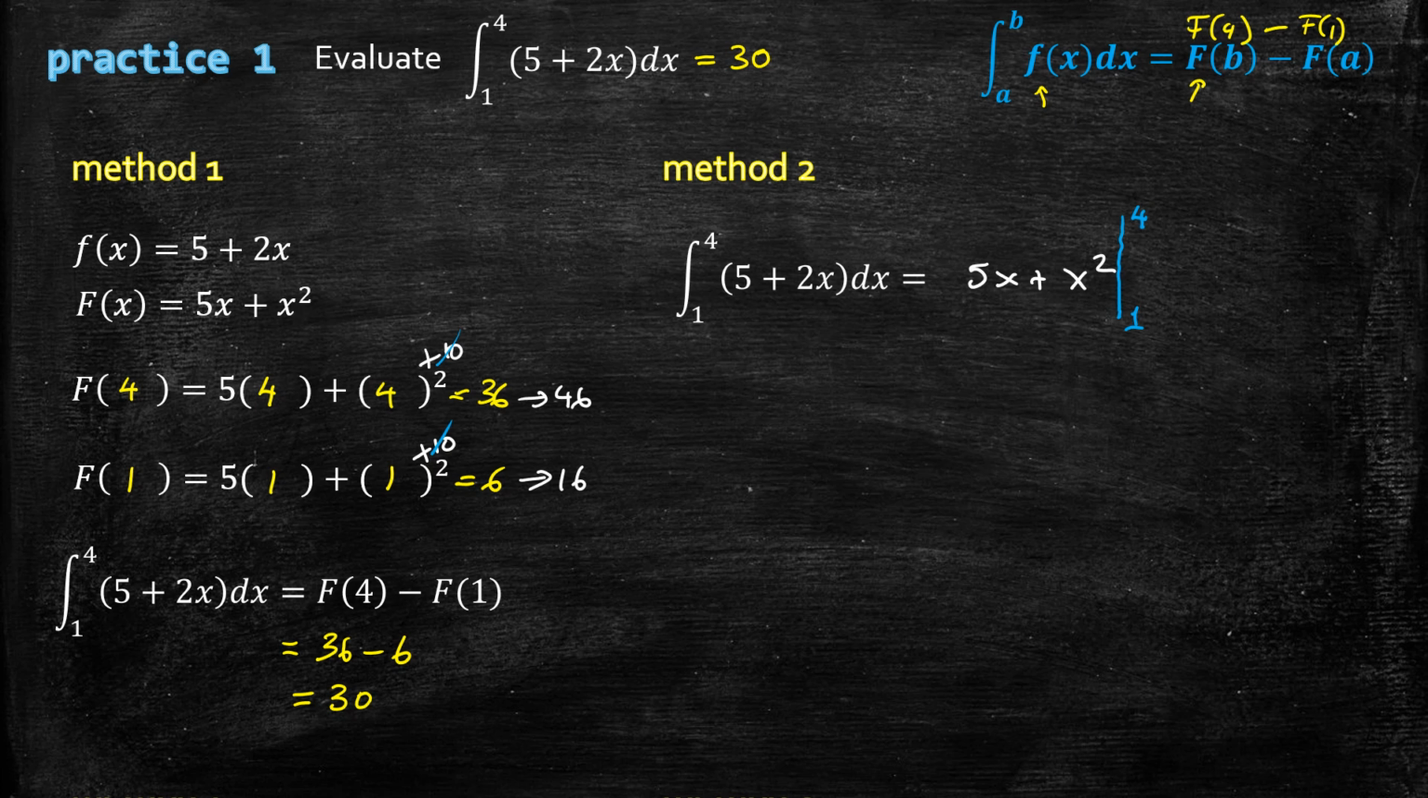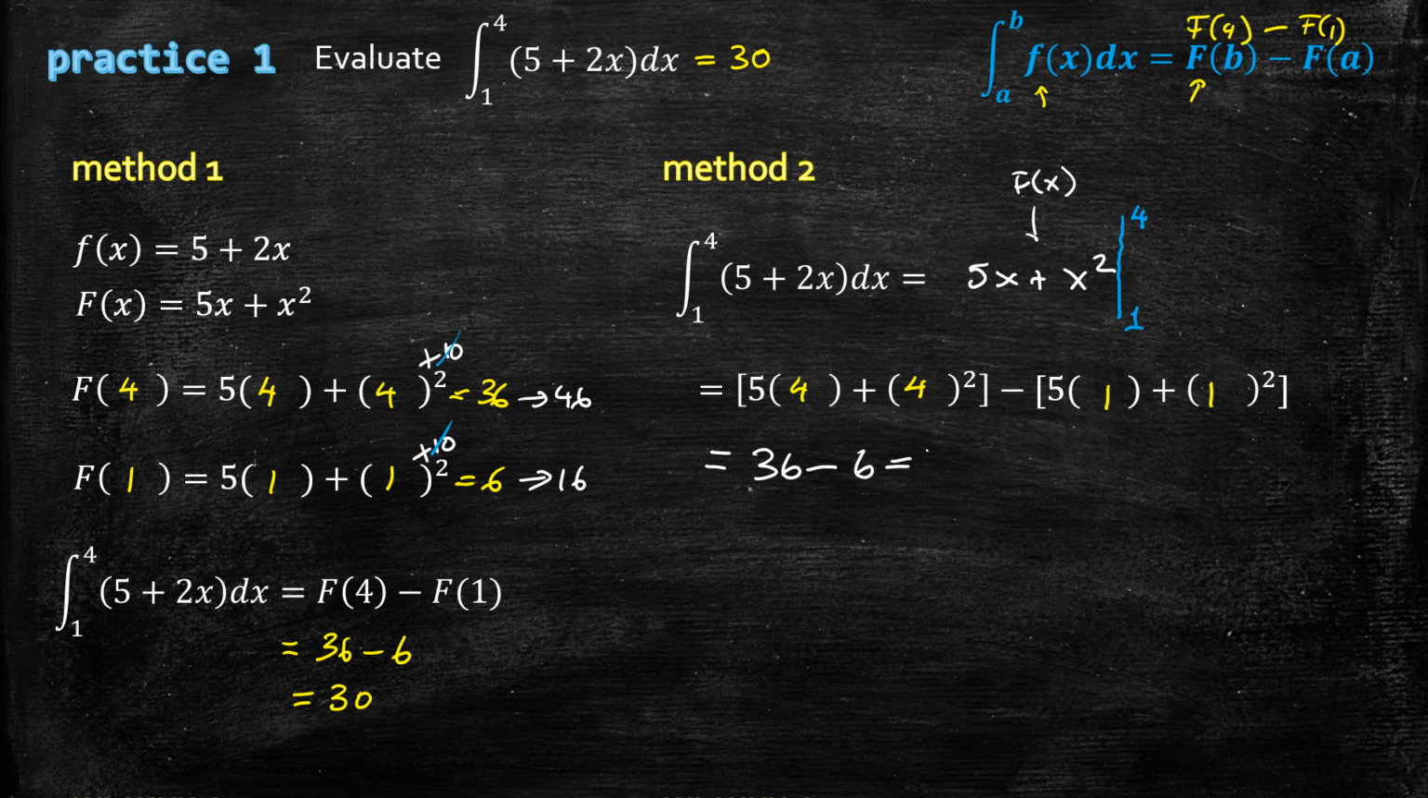So let's work out the antiderivative first. So the antiderivative is placed here. And then let's just show that we still need to evaluate it at 1 and 4. And then we dive straight into this. So we know that we have to start with f of 4 minus f of 1. So we'd put 4 and 4 there, 1 and 1 there, and then we would work that out. Again, 36 minus 6 equals 30.